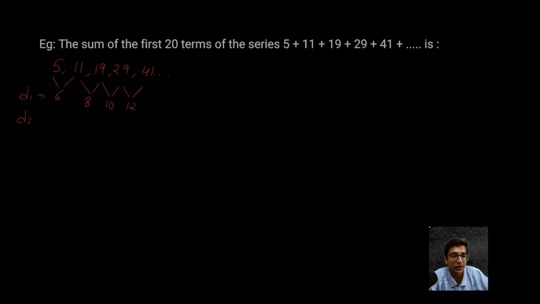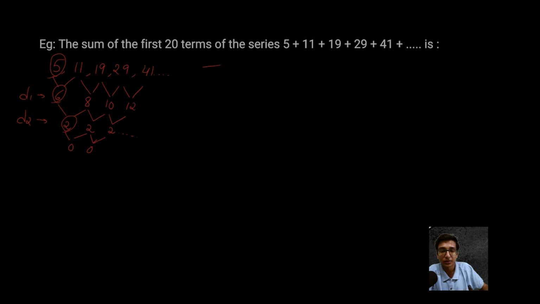Now let's try to find D2. If you see, D1 is following a pattern. It in itself has a common difference of 2, 2, 2, 2 and so on. That means here the common difference becomes 0. That means a pattern has been formed. So you can find the nth term of this series, which would be 5 plus 6 into n minus 1 upon 1 factorial plus 2 times n minus 1 into n minus 2 upon 2 factorial.